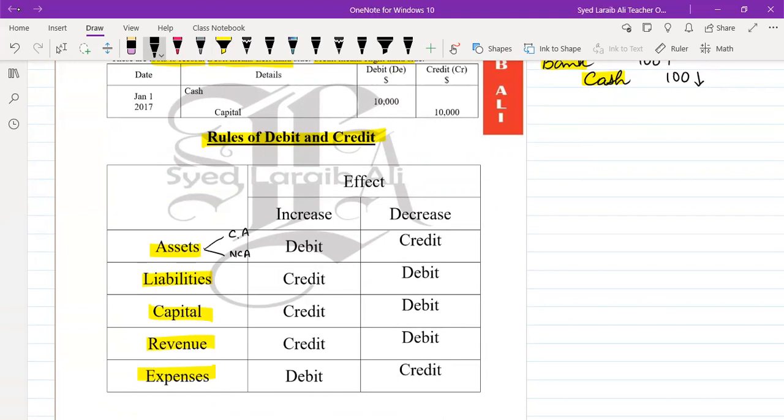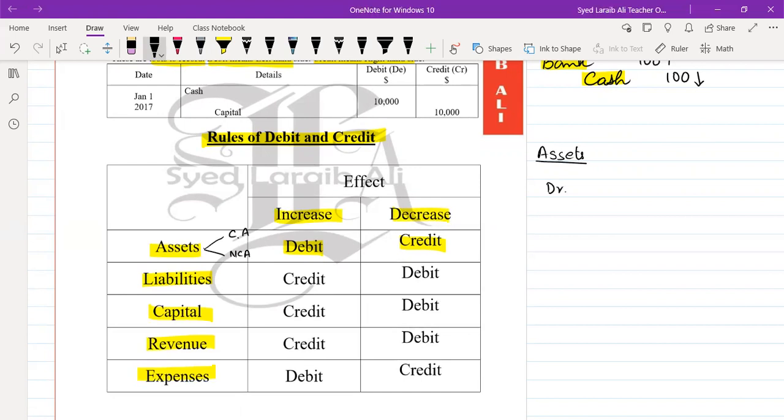You are an accountant, and in the business, what is increasing and what is decreasing? Now, when an asset increases in the business, it is always recorded on the debit side, which is your left hand side. Whereas when assets decrease in the business, they are recorded on the credit side. I will give you some examples of assets here.